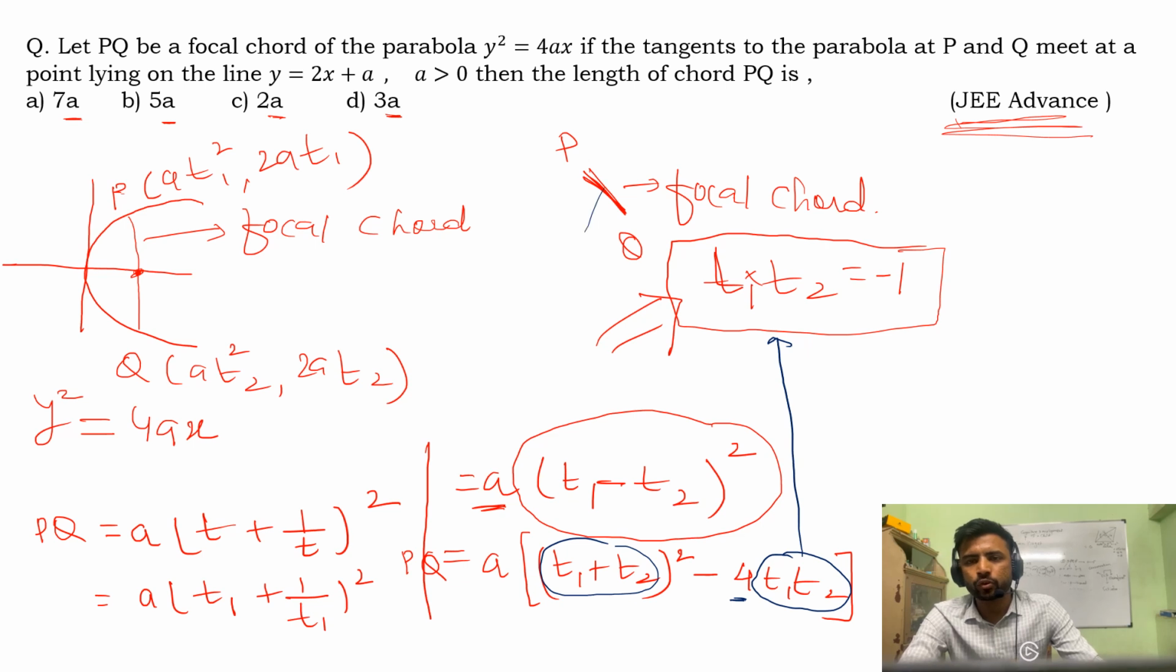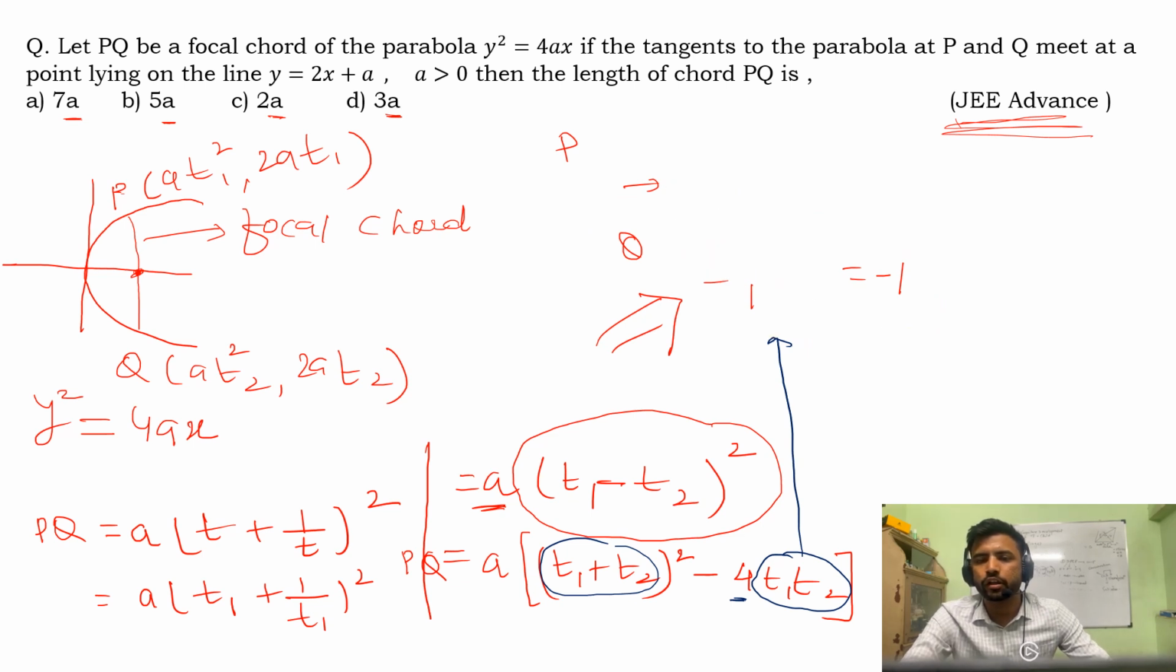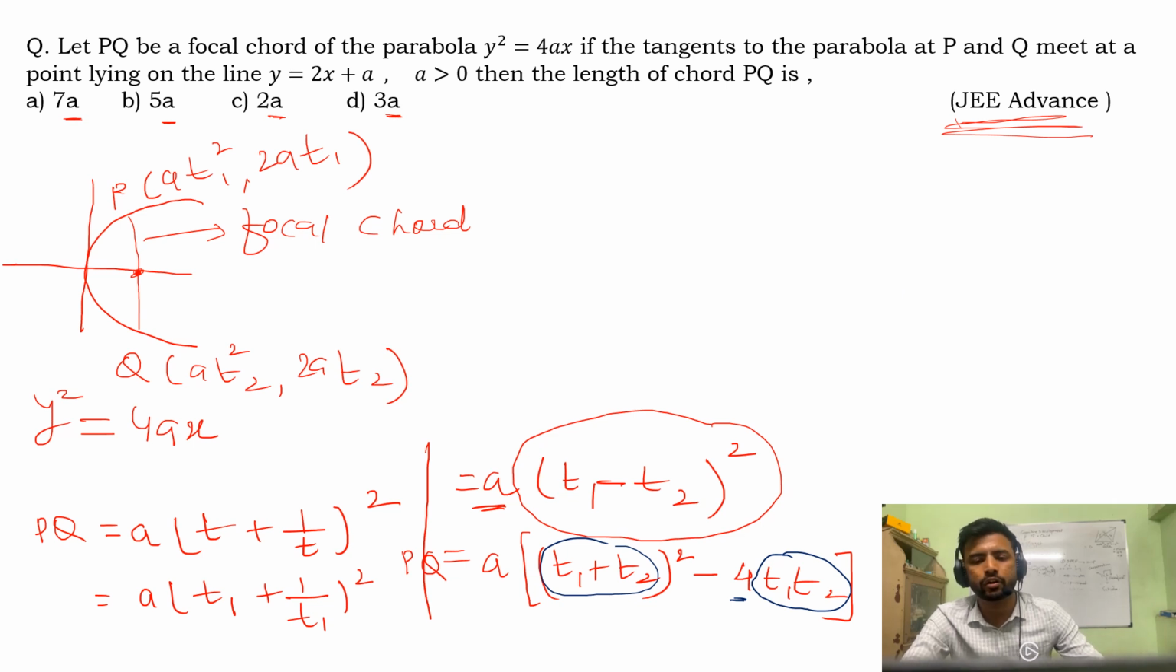All right. So if we move forward in the question, first of all I have to clear the screen. If we move forward in the question, again it is given that if the tangents to the parabola at P and Q meet at a point lying on the line y is equal to 2x plus a, where a is positive, then the length of the chord.